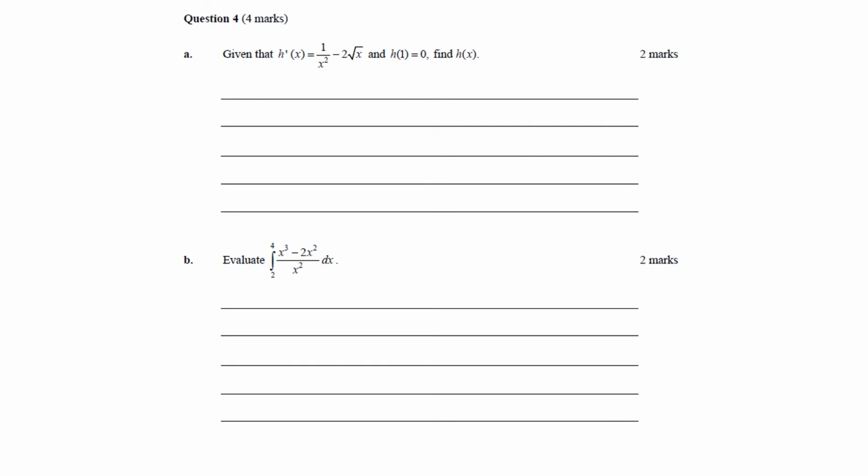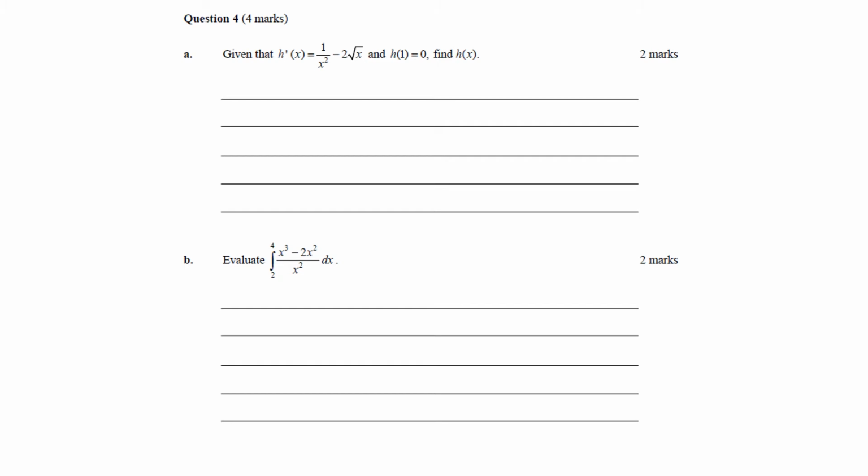Okay, for this next question, we have this function h dashed of x, which is equal to 1 on x squared minus 2 square root of x. And we're told that h of 1 is 0. We've got to find h of x. So this means we're going straight to integration.